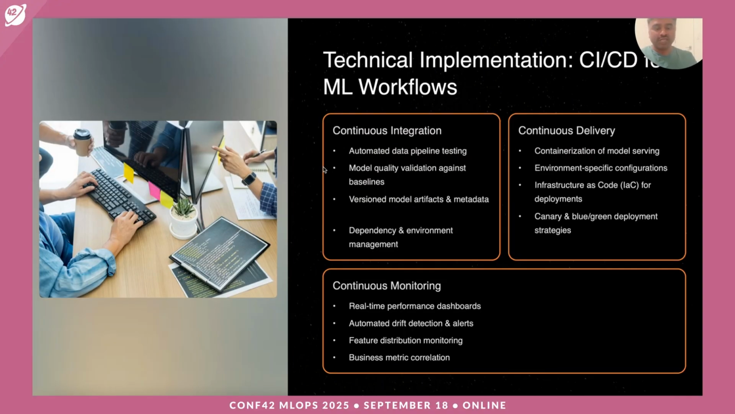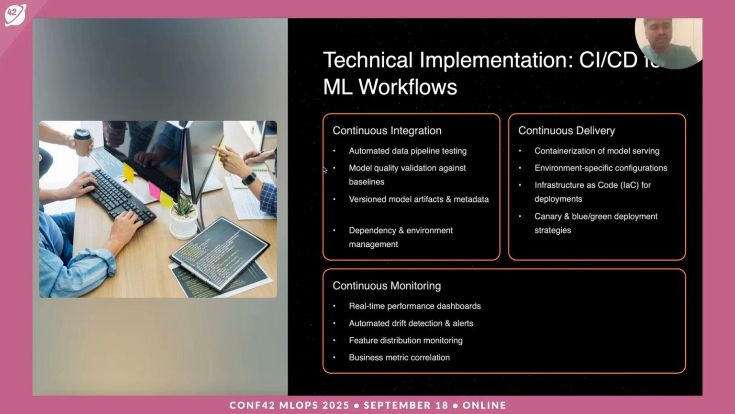The next thing I want to touch upon is technical implementation. There are a few aspects I want to touch upon for any CI/CD systems. Continuous integration and continuous delivery are an extremely important aspect of it. In the case of continuous integration, a few things: model quality validations during integration, and versioning model artifacts while building the models, having this versioning in place and the right metadata attached to it. Dependency and environment management is also baked into the same process.